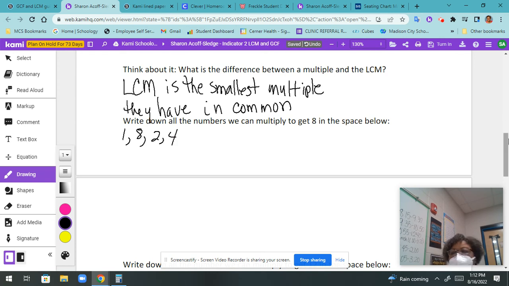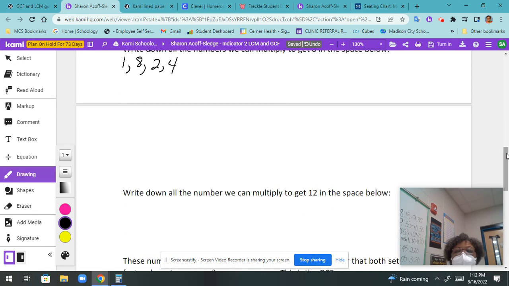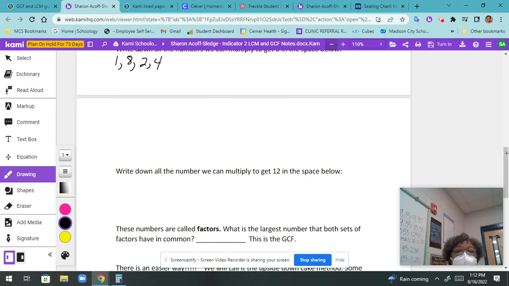Okay. Now let's look at the numbers we can multiply to get 12. We know 1 times 12. What else? 2 times 6. 3 times 4. So these are all factors. Factors are numbers that you can multiply to get a number. So if I said 3 times 2 is 6, that 3 and the 2 are factors of 6.